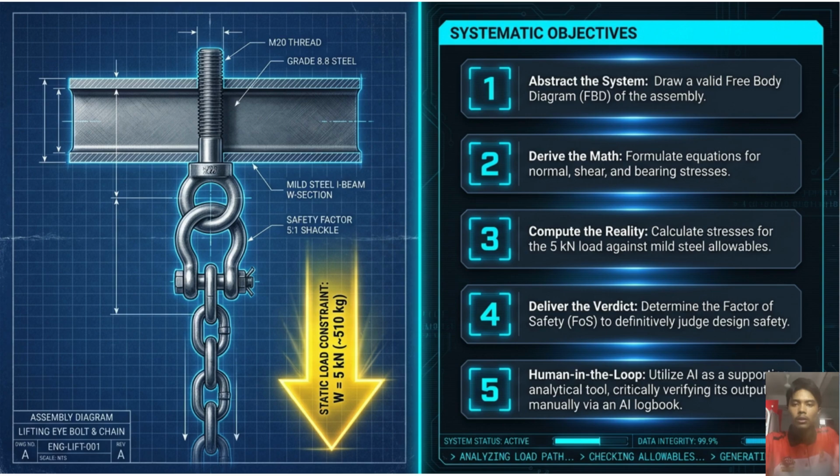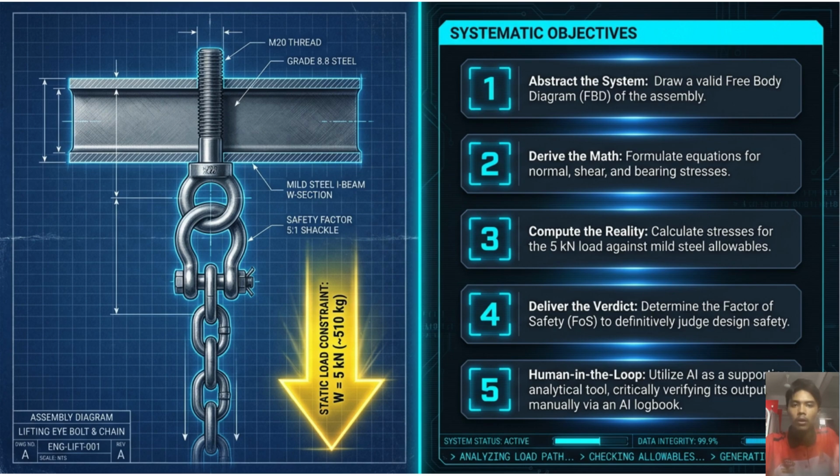To ensure the integrity and the safety of this design, we established 5 systematic objectives. First, we will construct a valid free body diagram of the entire assembly, to clearly isolate the forces. Next, we will formulate the equations for normal, shear and bearing stress.